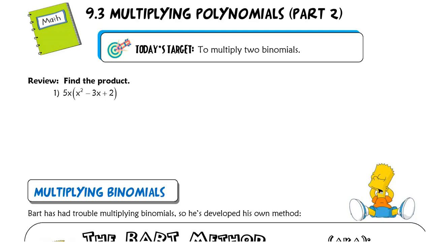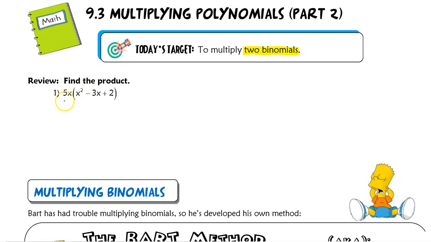All right, this lesson is part 2 of 9.3, multiplying polynomials. So yesterday we multiplied monomials by polynomials. Today what we're going to be doing is multiplying two binomials together, okay? I'm just going to review really quick though, and this is what we worked on yesterday.